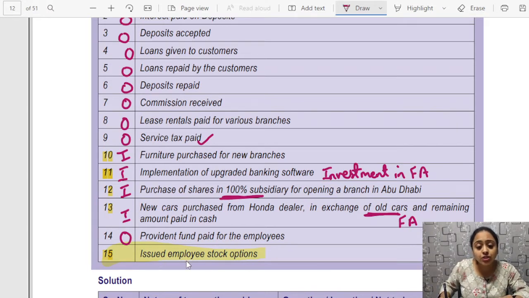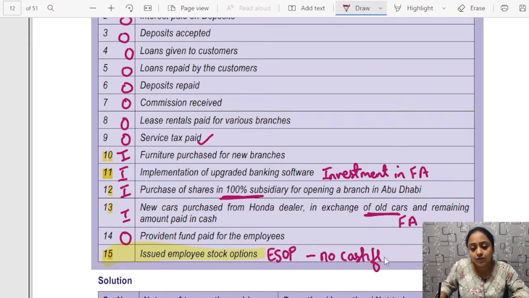Issued employee stock option, only ESOPs are issued. Just issued, there has been no entitlement yet. No cash has been paid, no cash settlement has been done, so there is no cash flow yet. And therefore it will not be included in the cash flow statement.